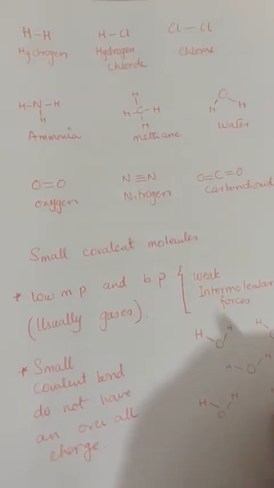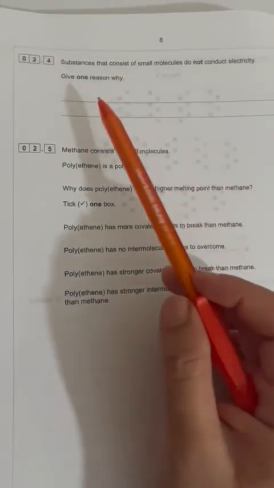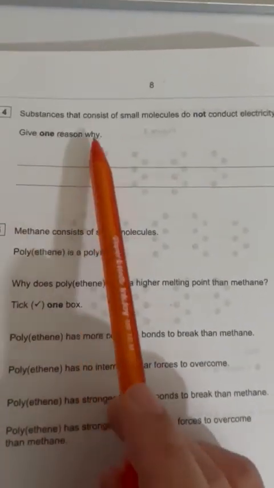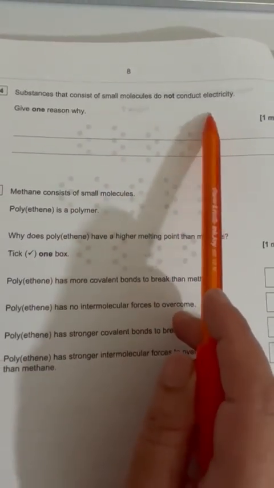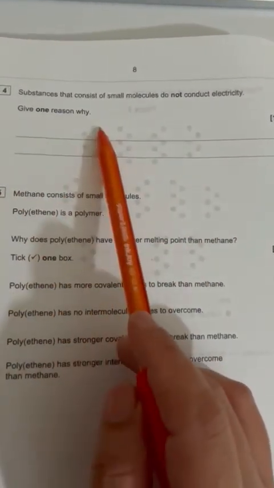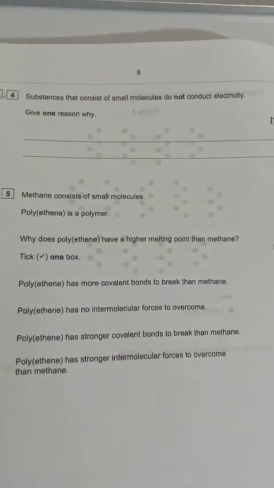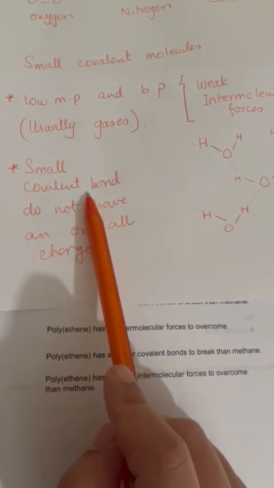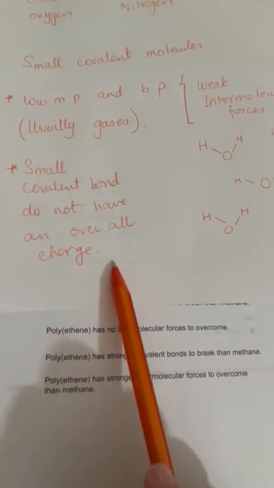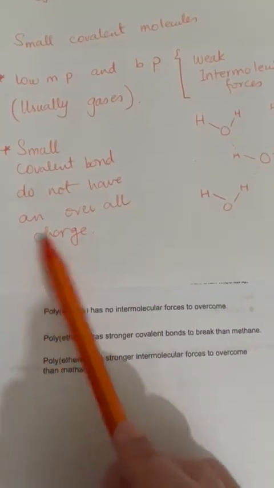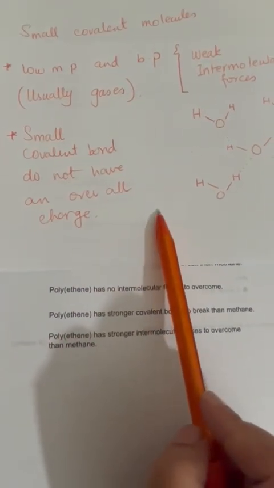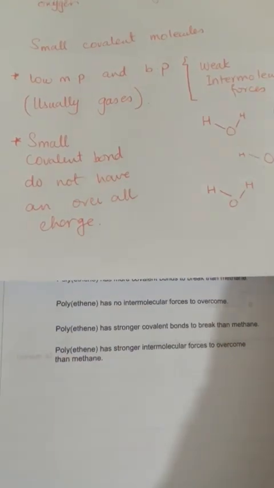So let's quickly go back to the question. Here it asks, substances that conduct, small molecules do not conduct electricity. Give a reason why. I've given you the reason why: because small covalent molecules do not have an overall charge. You can say there are no delocalized electrons, or there are no ions in the structure. So that's why.